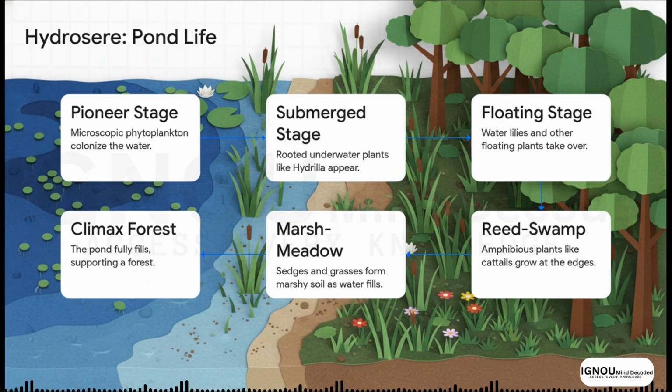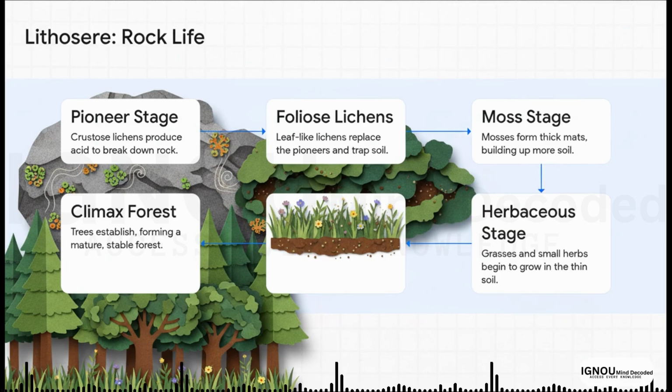And this keeps going for hundreds, maybe thousands of years, until the pond completely fills up and, you won't believe it, it becomes a forest. A pond can literally turn into a forest. Now, what about starting on bare rock?